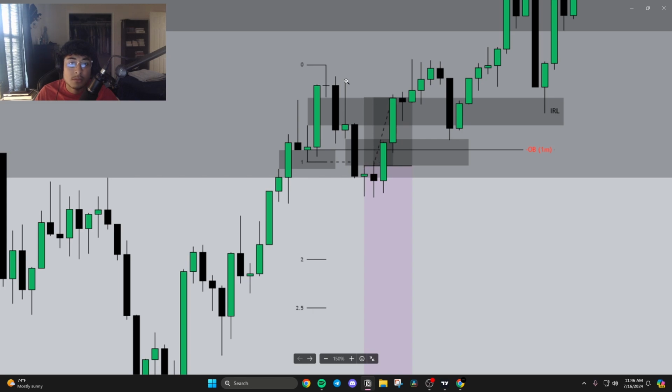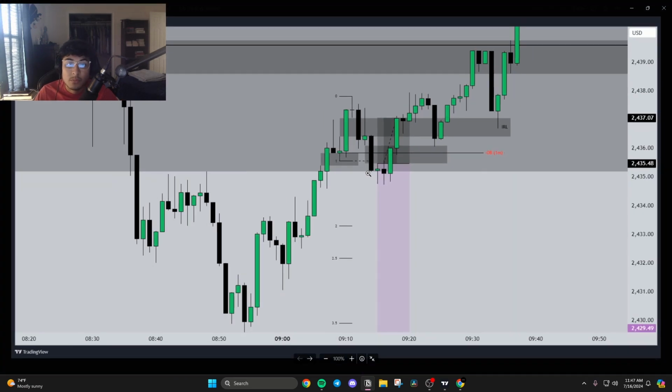Our original stop loss was up here, but we trailed it back down, and then we moved it right here. I moved it right here because again, it was just way too much risk. Even a couple of points was way too much risk. I'm not willing to lose that much.